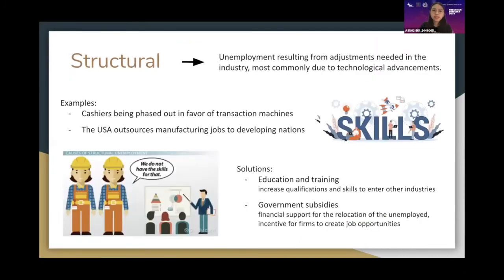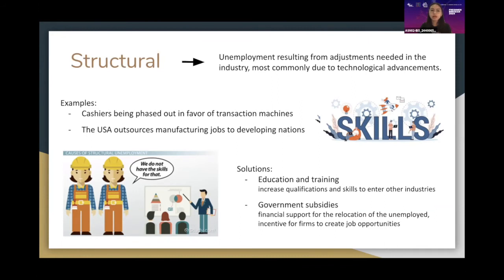Okay, so now I'm going to be discussing structural unemployment. Structural unemployment is a form of unemployment that occurs due to structural changes in production, or when a company needs to adjust themselves in order to remain competitive. In this case, there's a lack of compatibility between the skills of the unemployed and the skills that are required for the available jobs. This is commonly occurring due to technological advancements. So this is just a case of a mismatch between supply and demand.